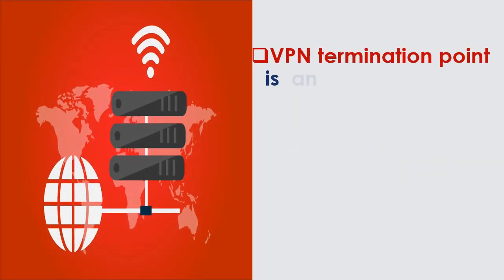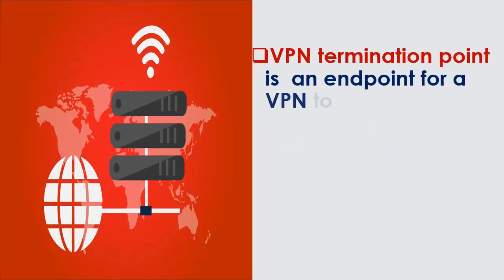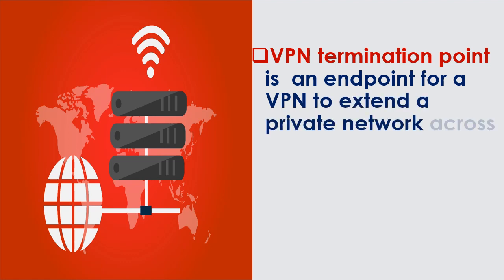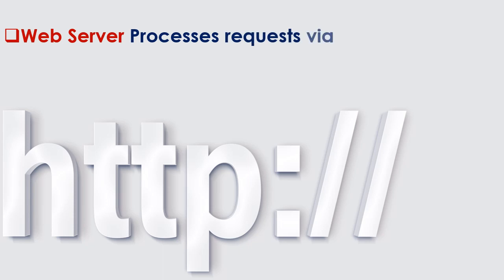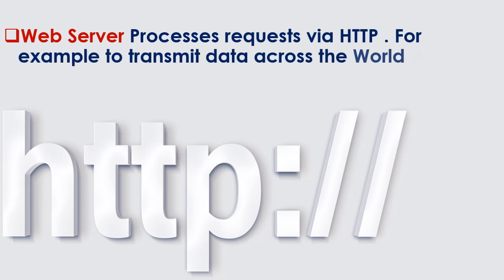A VPN termination point is an endpoint for a VPN to extend a private network across a public network. A web server processes requests via HTTP, for example, to transmit data across the World Wide Web.